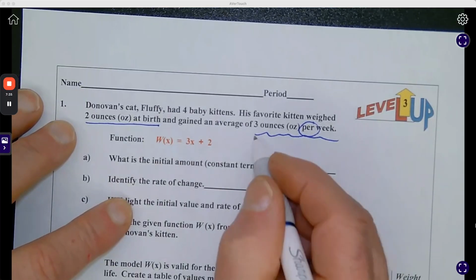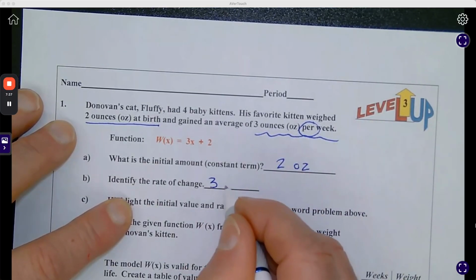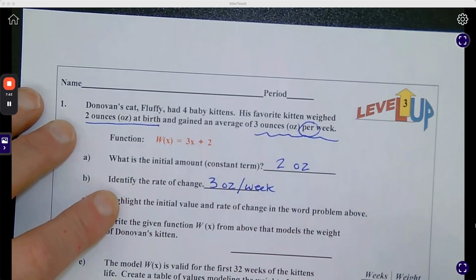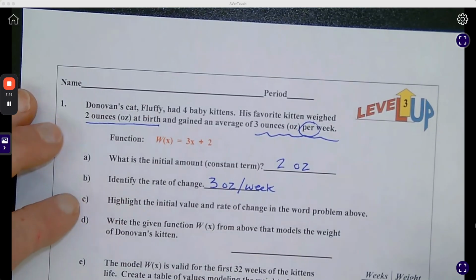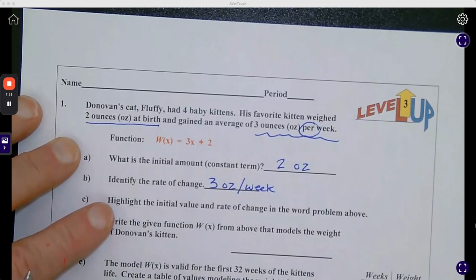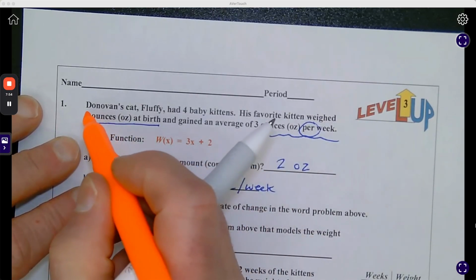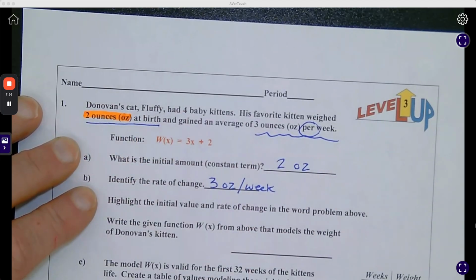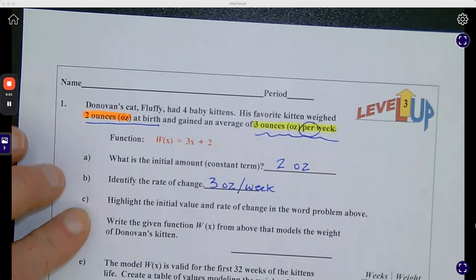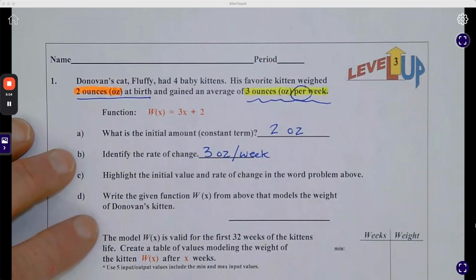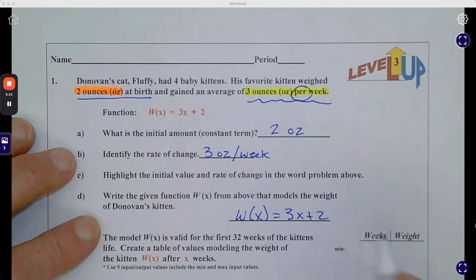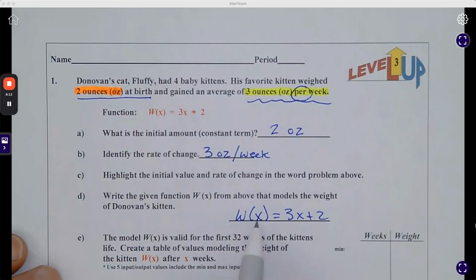Identify the rate of change. Well, look, these are right in the problem. 3 ounces per week. OZ is an abbreviation for ounces. Highlight the initial value and rate of change in the word problem above. Well, the initial value is right there, and then the rate of change is right there. Write the given function. Oh, all right, they just want me to repeat it down here. I'd like to do that. Just to identify, we call that function w, and the input value is x.